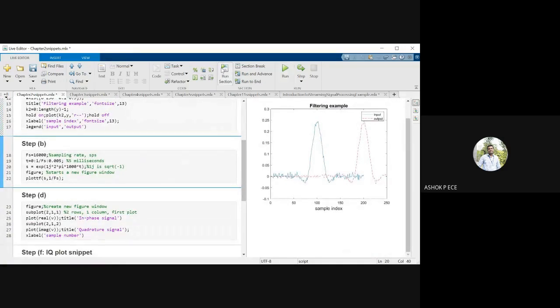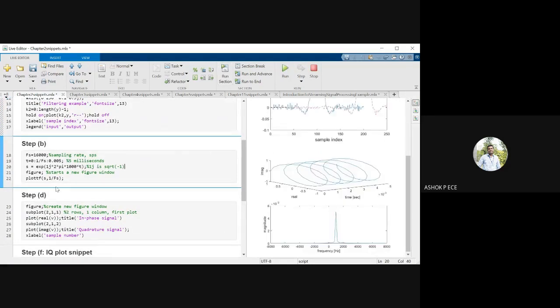Now, I am plotting a complex exponential signal. This is a complex exponential signal. We have studied in the Fourier transform e power j omega t. How will that e power j omega t be visualized? So this is a very good visualization of e power j omega t.